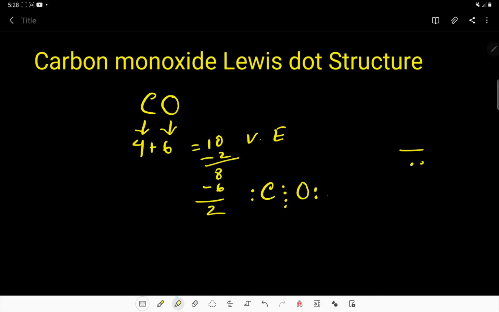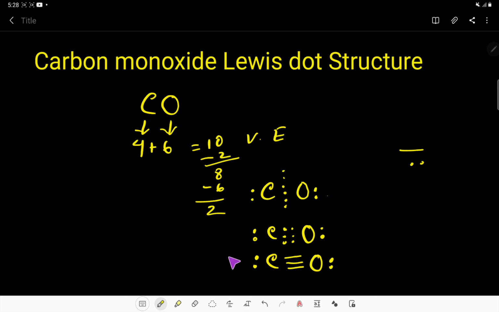So look, now carbon has 2, 4, 6, 8 and oxygen has 2, 4, 6, 8. Actually you should write like this: 2, 4, 6, 8, then oxygen, then 2. Okay, one single bond means 2 valence electrons, so we can write here 3 bonds, right?